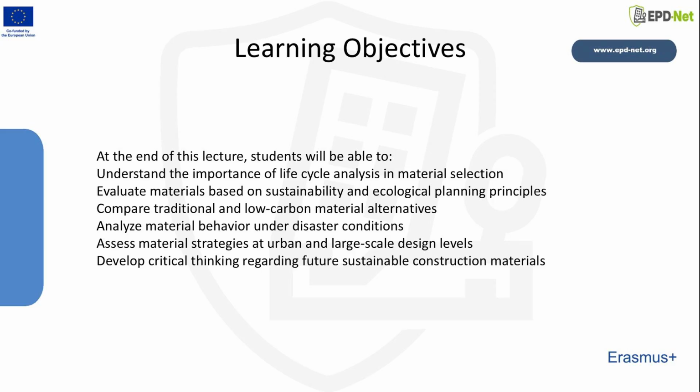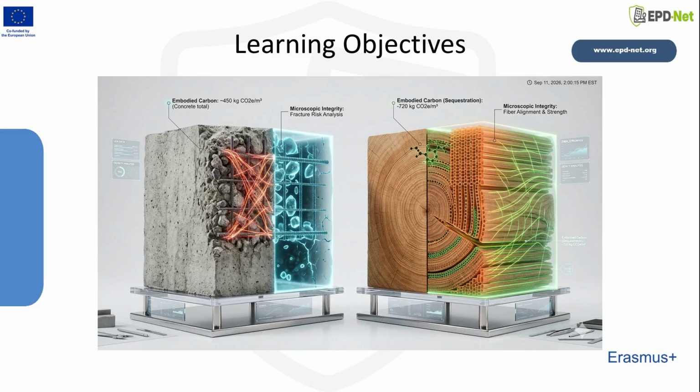You will analyze the structural behavior of materials under seismic conditions and understand how mass, stiffness, and ductility influence disaster resistance. You will also assess material decisions at urban and infrastructural scales, recognizing how material continuity affects spatial identity and resilience. Ultimately, you will develop a multidisciplinary perspective that connects material science, environmental sustainability, and urban design.